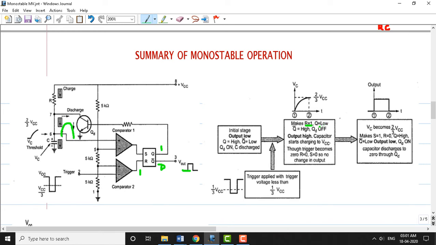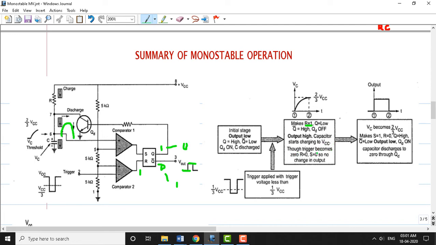So Q becomes low. For this change, Q becomes low here, and Q bar becomes 1. So we are seeing a high pulse here. Q bar becomes 1 and QD in turn becomes off. Once this transistor becomes off, the capacitor gets charged here. So the output will be high, and the capacitor starts charging to VCC.